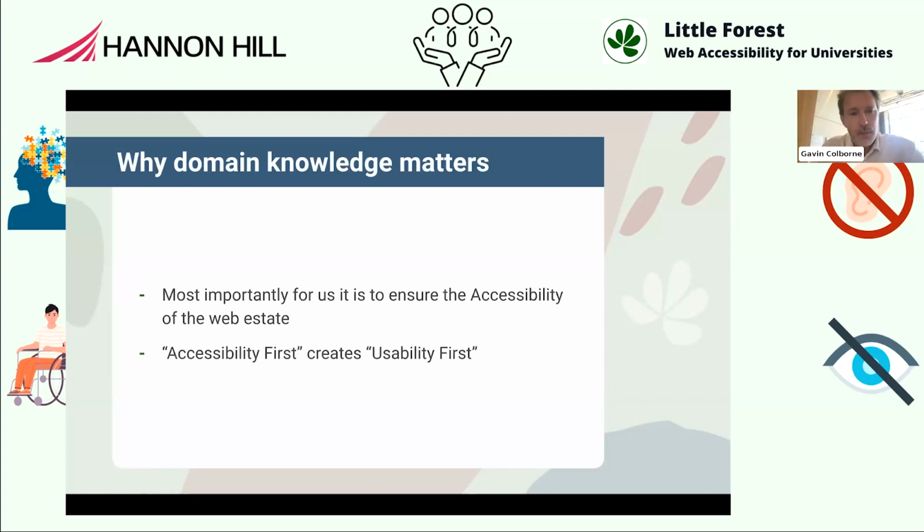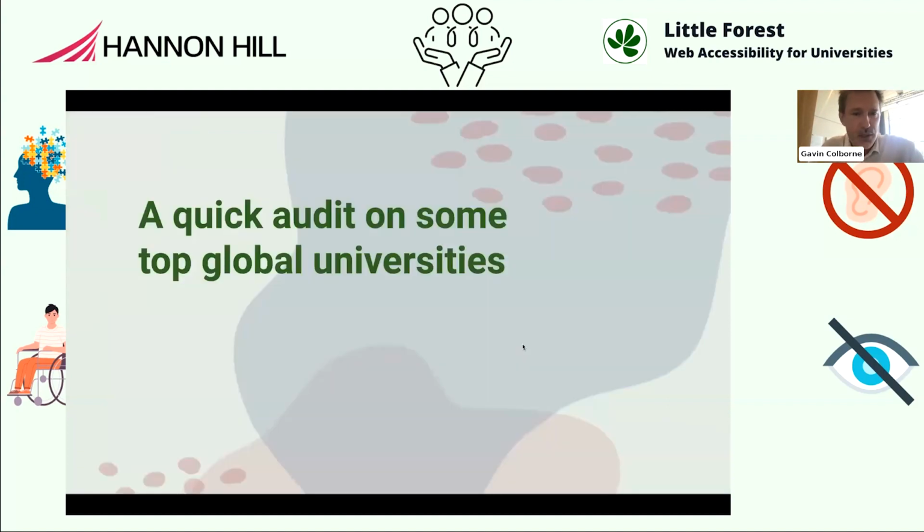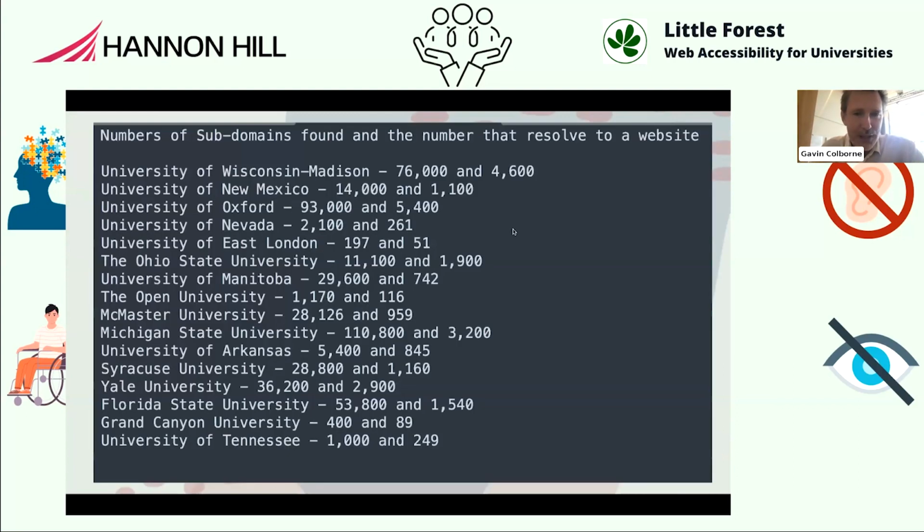So for us, the most important piece really is the accessibility of your web estate. And we find that if you have an accessibility first policy, this creates a usability first policy. So now for some of the fun stuff, we'll look at some of the top global universities, and we'll look at some of the numbers of websites we're talking about.